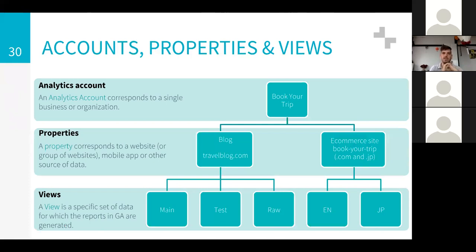So this is a really standard implementation. You should have at least 2: one raw view where you don't filter out anything. This is just the backup. You don't touch it, and then you have your main view. And then on the e-commerce site, let's say that you have different host names. You can have one view for all your websites, and then you create one view per language or per TLD.